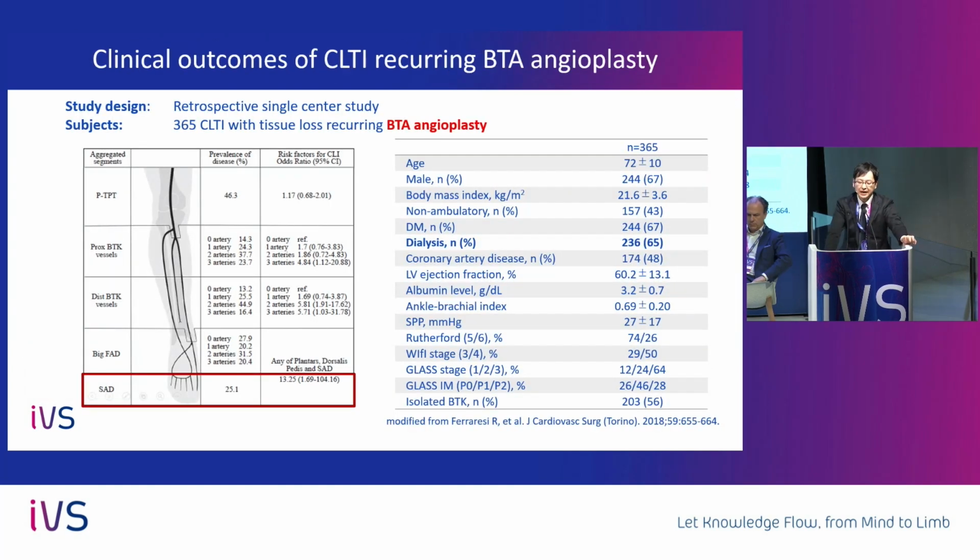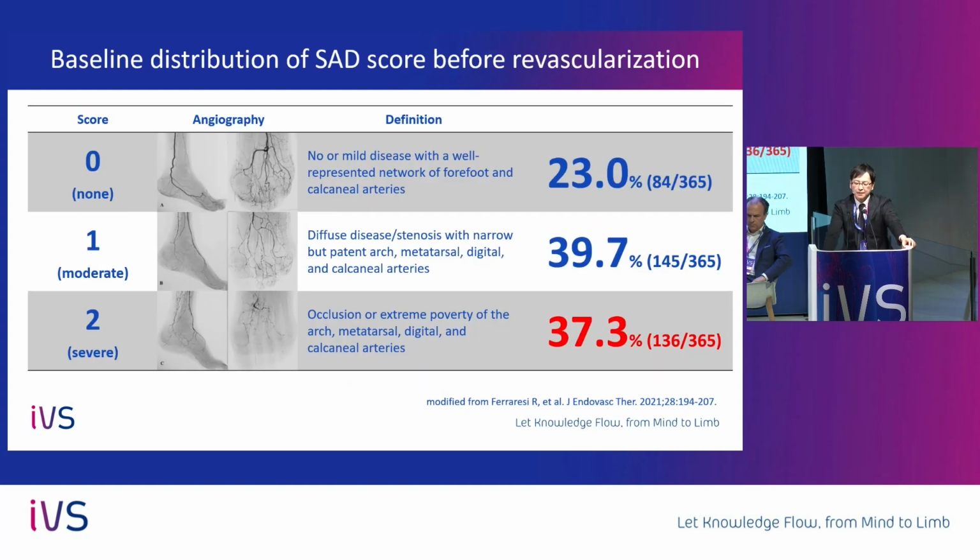So lastly, I would like to share the preliminary result of below the ankle angioplasty focusing on small artery disease and big artery disease, which are categorized beyond the pedal arch. The baseline distribution of the SAD score is shown here. Moderate to severe SAD was observed in over 75% of CLTI patients requiring below the ankle treatment.